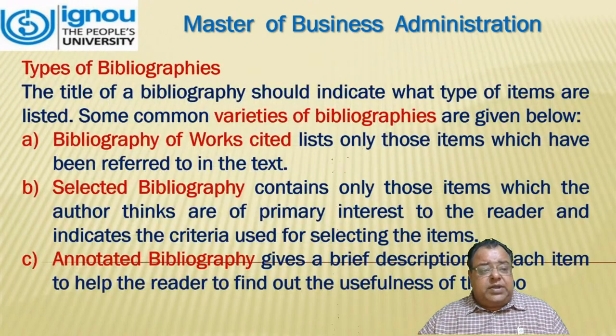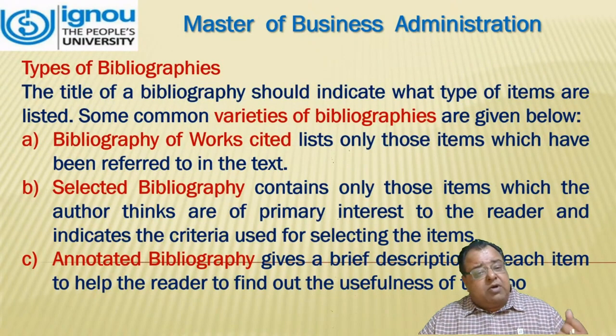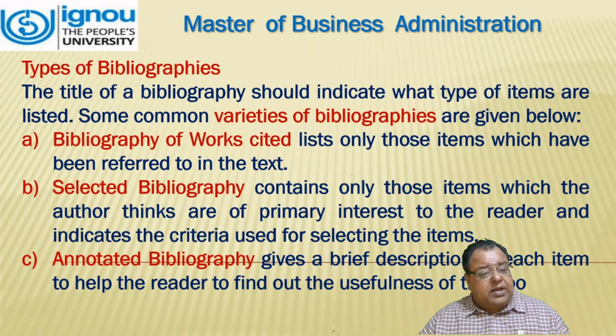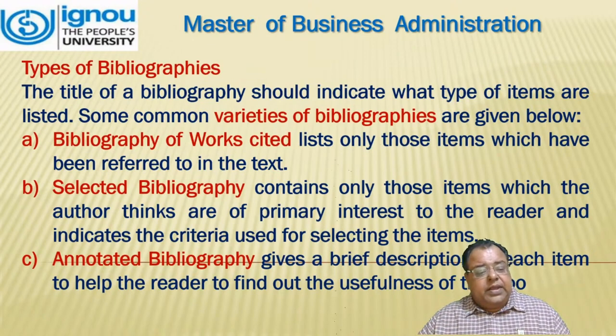Types of bibliographies. The title of a bibliography should indicate what type of items are listed. Some common varieties of bibliographies are: number one, bibliography of works cited. List only those items which have been referred to in the text. Selected bibliography. This contains only those items which the author thinks are of primary interest to the reader and indicates the criteria used for selecting the items.